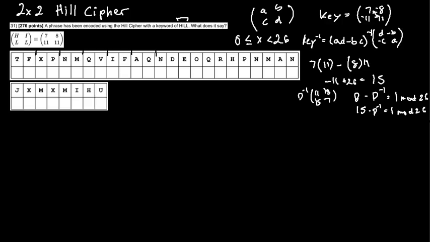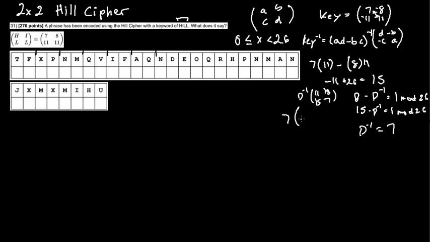Okay. It is 7. Let's see, 15 times 7. It's 105. Right, 105 is 1 more than 104, which is a multiple of 26. So that means the determinant inverse is equal to 7.